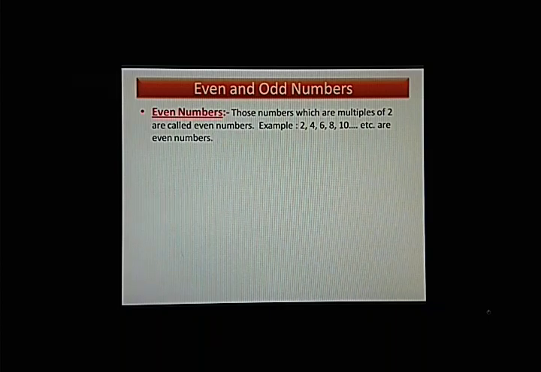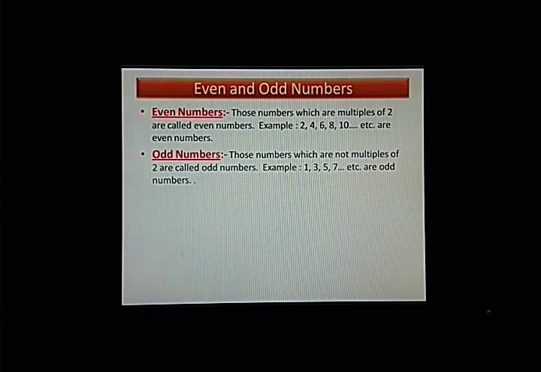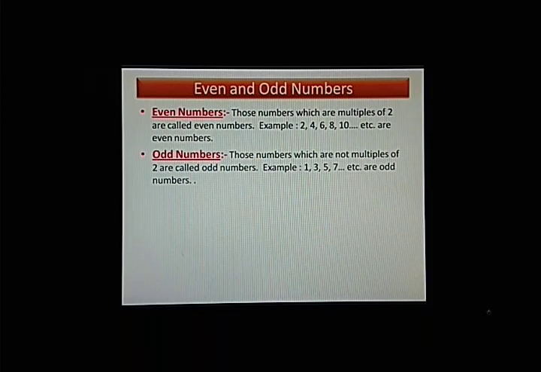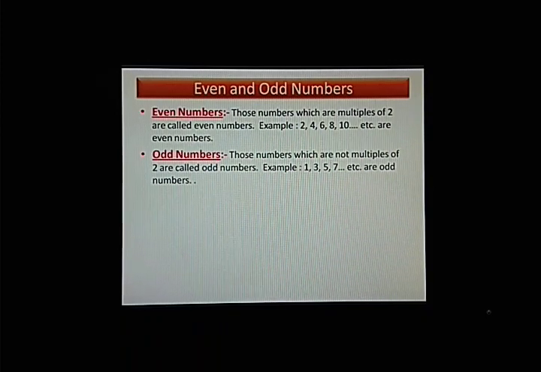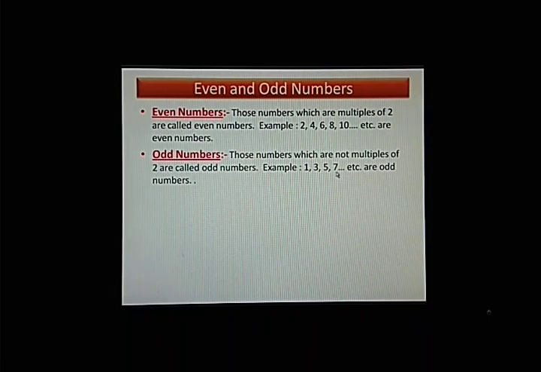And what about odd numbers? Those numbers which are not multiples of 2 can be considered odd numbers. Some examples are given, and we are all very familiar with them. Even number examples are 2, 4, 6, 8, 10, and so on. There are infinite even numbers. Similarly, odd numbers 1, 3, 5, 7, and so on. So there are also infinite odd numbers.